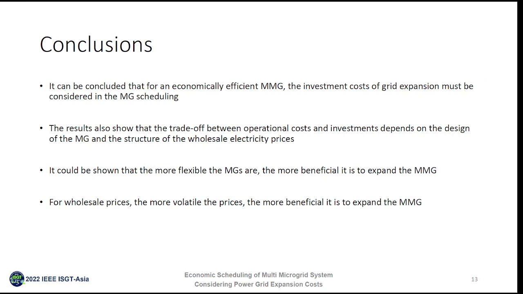It can be concluded that for an economically efficient multi-microgrid, the investment cost of grid expansion must be considered in the microgrid scheduling. The results show that the trade-off between operational cost and investment cost depends on the design of the microgrid and the structure of the wholesale electricity prices. The more flexible the microgrids are, the more beneficial it is to expand the multi-microgrid. When it comes to wholesale prices, the more volatile prices are, the more advantageous it is to expand the multi-microgrid.